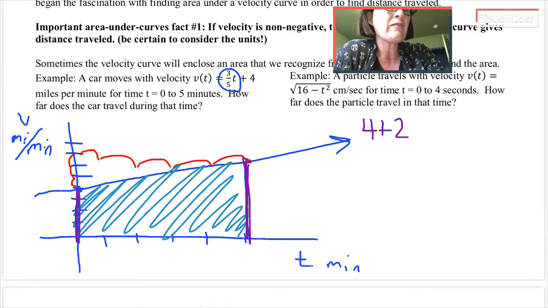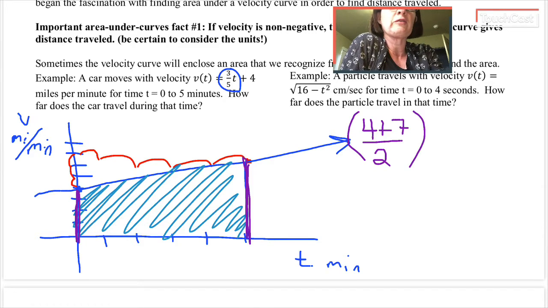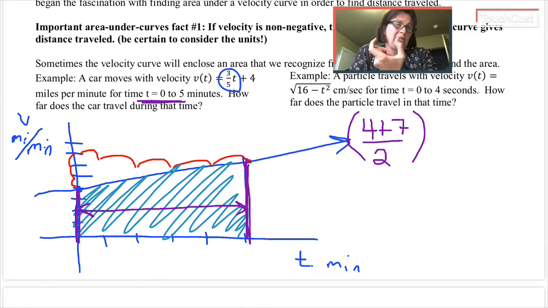So I average the 2 parallel sides. So 4 plus 7 over 2, divided by 2 is what averages them. I'm going to multiply by the distance across the other direction. Well, that's this distance here, which happens to be the distance across my time interval. So from 0 to 5, the distance across that time interval is 5.